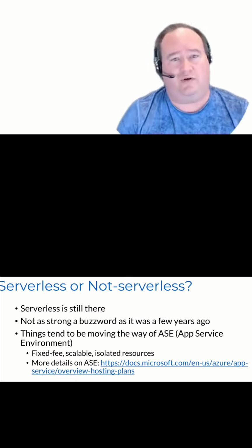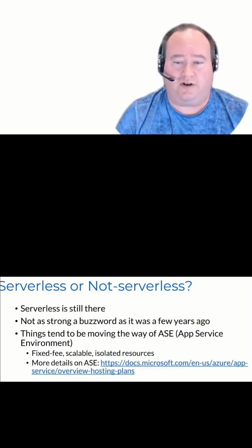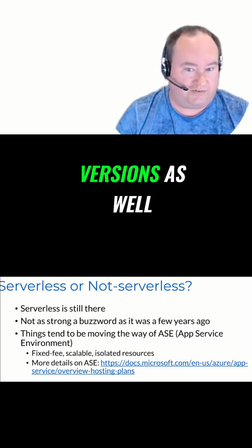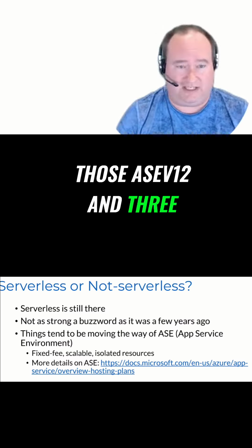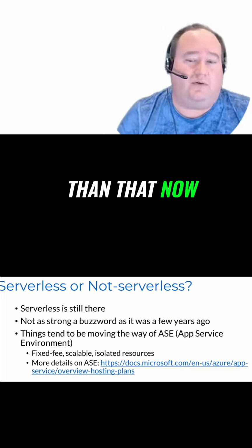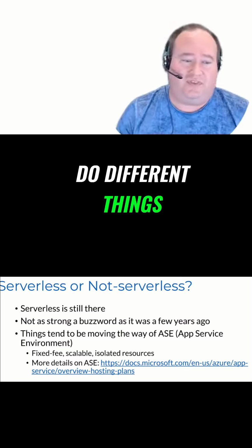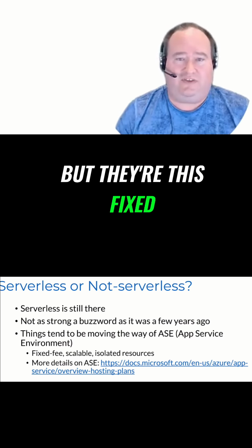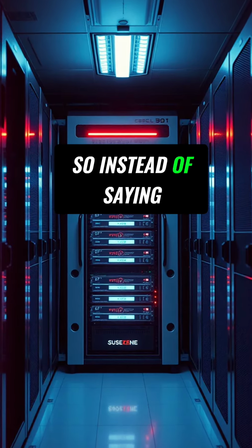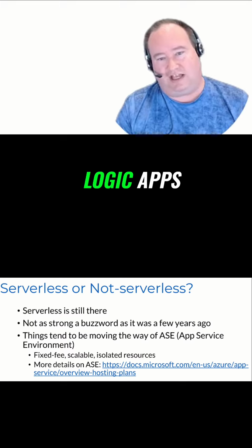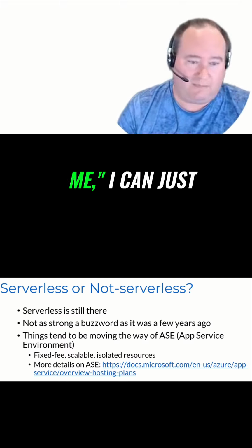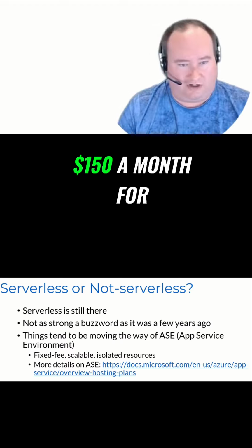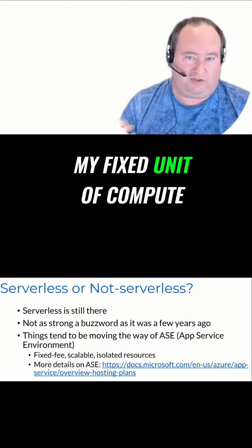You can read a lot more about ASEs, find whole videos on them. They go through multiple versions as well. You'll see this in Azure. There's ASE v1, 2, and 3, and there's probably higher than that now. Different ones have different features, do different things. But they're this fixed unit of compute. So instead of saying, I have 1,000 logic apps, counting the number of actions and seeing how much that's going to cost me, I can just now pay $150 a month for my fixed unit of compute.